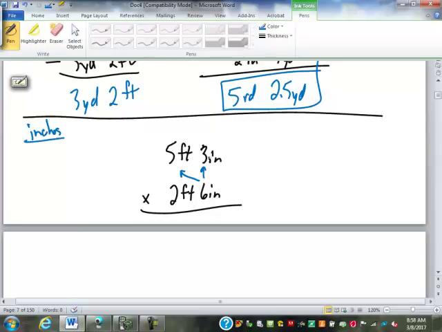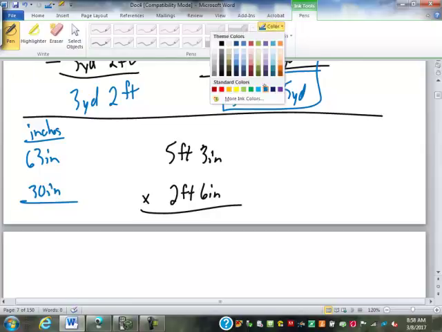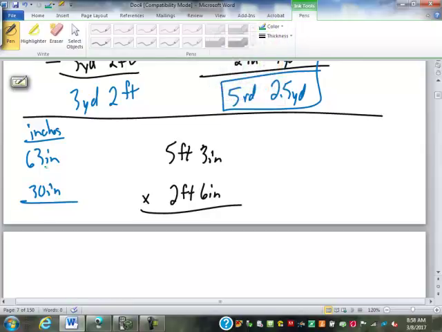So 5 foot 3 inches, 5 times 12 is 60 plus 3, that's 63 inches. 12 inches in a foot. So 2 feet, 2 times 12 is 24 plus 6, that's 30 inches. So 63 times 30 is 1,890 square inches.